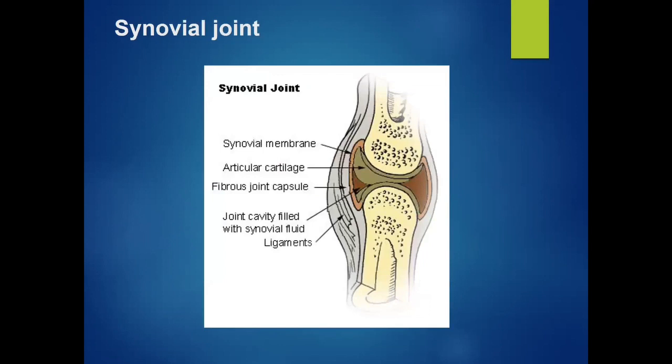Synovial joints are the type of joints found between bones that move against each other. So any movable joints have inner surfaces lined by smooth, slippery cartilage, and they're lubricated by synovial fluid, which is a thick fluid secreted by the synovial membrane. The synovial membrane is just a special layer of cells that lines the joint capsule.